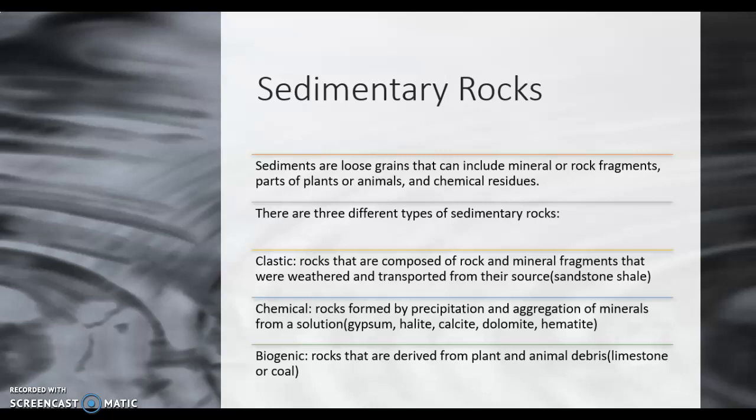Chemical sedimentary rocks were formed by precipitation and the aggregation of minerals from a solution. Examples of those are gypsum, halite, calcite, dolomite, and hematite. Biogenic sedimentary rocks are rocks that are derived from plant and animal debris, like limestone or coal.